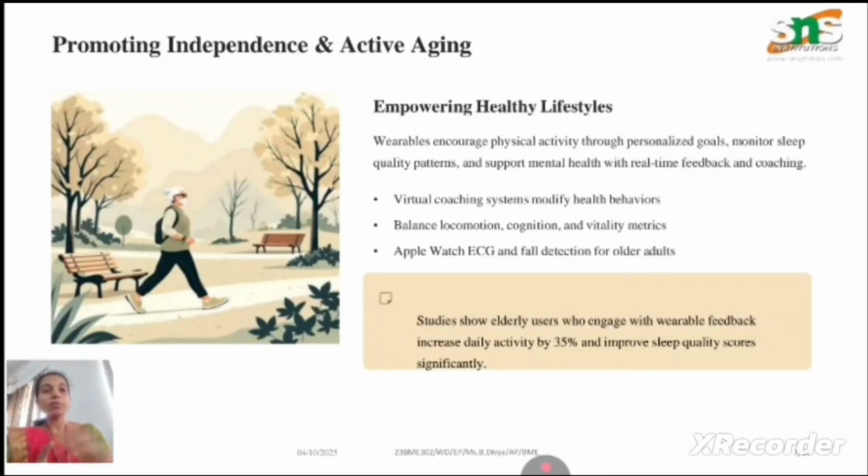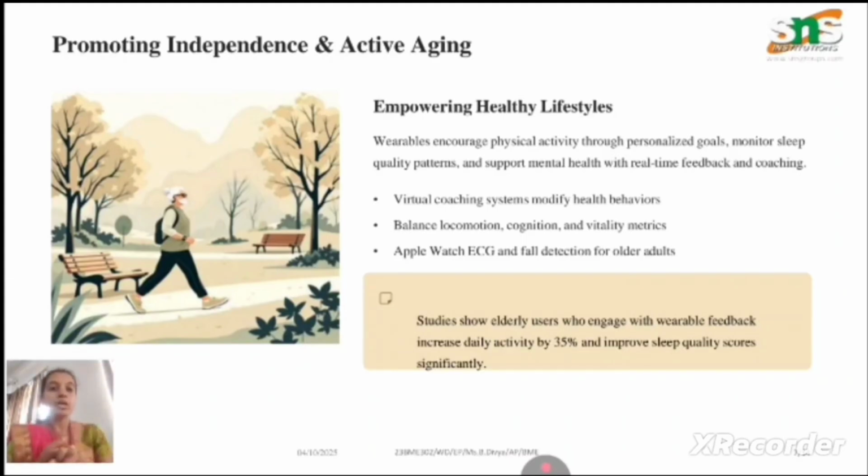And next, empowering healthcare lifestyle. By using all these things, the elderly patients will be transformed to another stage where they can do their daily work independently, and they need not get any support from anyone else. They can identify the changes and the parameters to be checked daily, and they can do their work on their own.